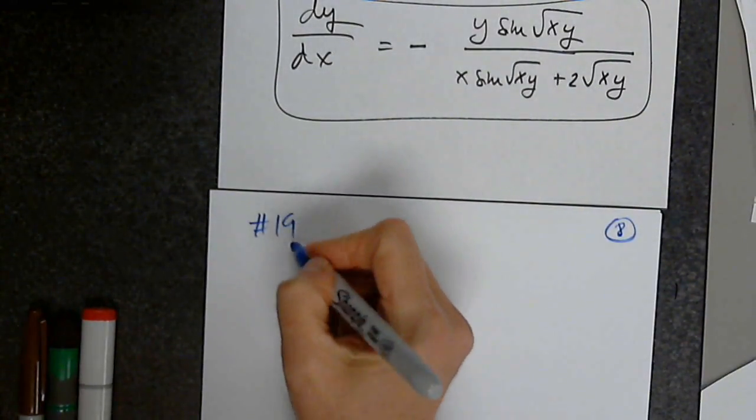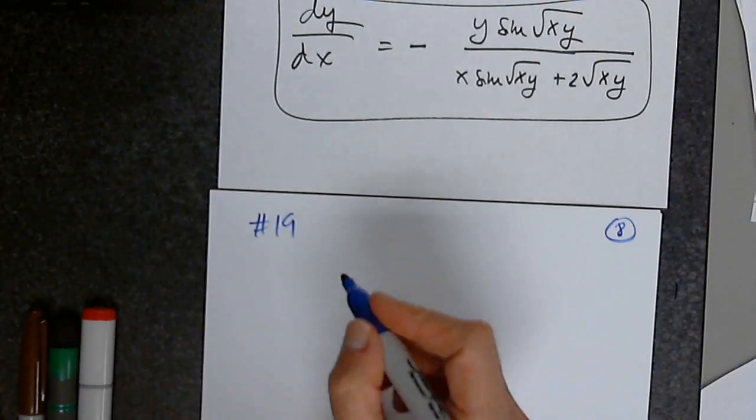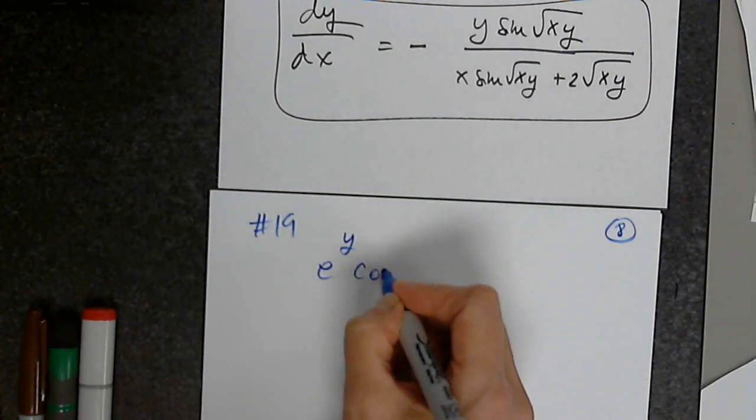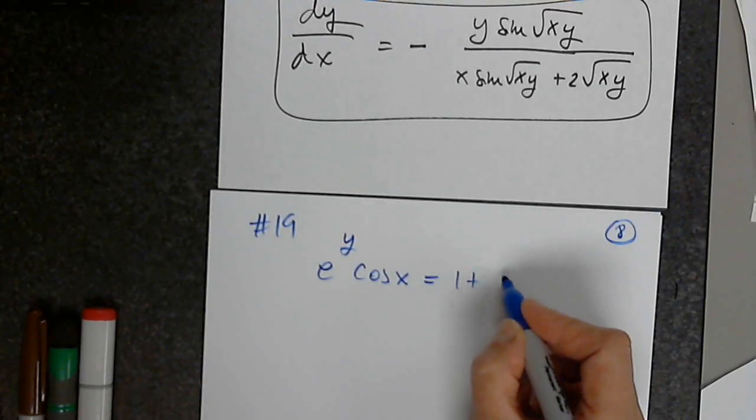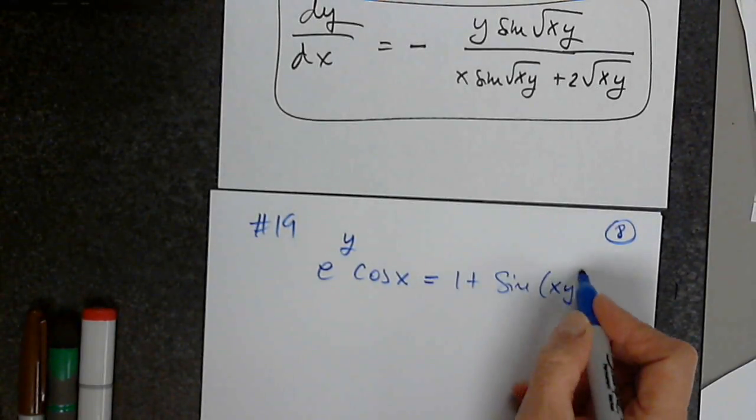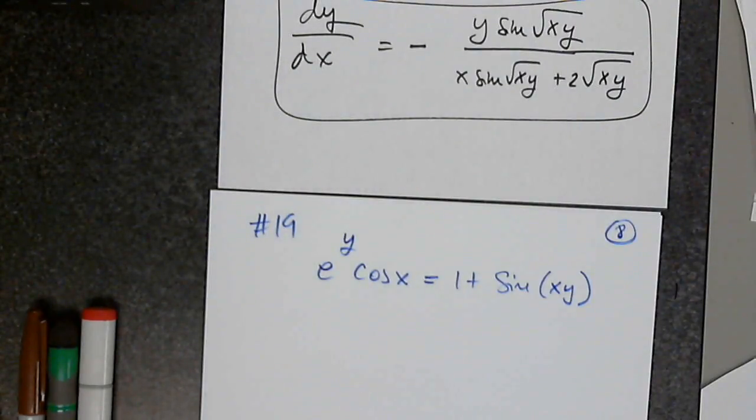19. Yes. e to the y times cosine x equals 1 plus sine xy. Let's work on this for 1 minute. Let me know if you need help. So e to y times cosine x equals 1 plus sine xy. Let me know if you need help, please.